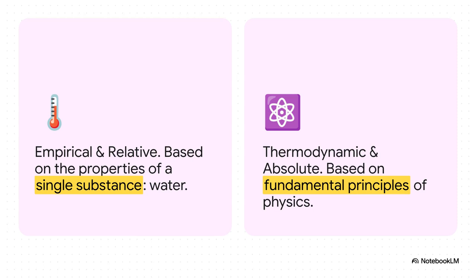And this brings us to the two big players in our temperature story. On the left, you've got Celsius, our daily driver. It's useful, for sure, but it's totally built around one substance, water. And then on the right, you have Kelvin. It's not based on any one thing. It's based on the fundamental principles of energy itself. It's like the difference between a handy rule of thumb and a universal law of physics.